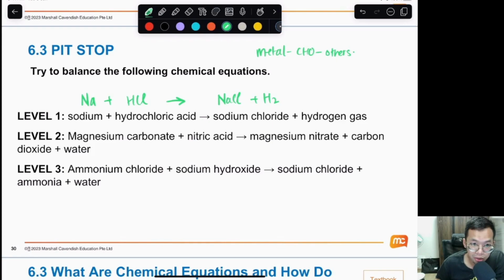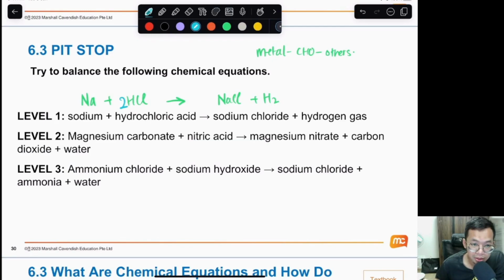Hydrogen, let's balance hydrogen next. On the left hand side I have one hydrogen, on the right hand side I have two hydrogen. So what do I need to do? I need to put a 2 here, correct? Now my hydrogen is balanced on the left hand side and the right hand side. Both sides have 2 hydrogen atoms. And then finally there is oxygen. No oxygen, so let's skip that one.